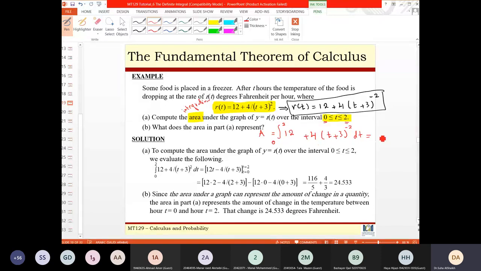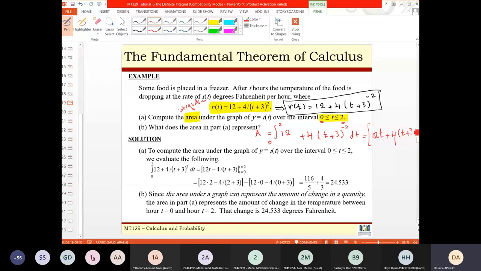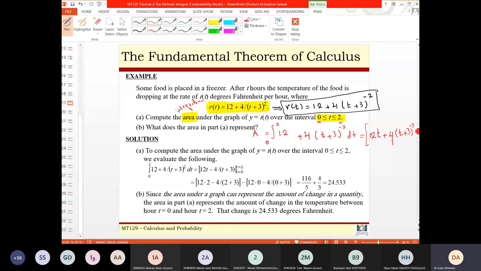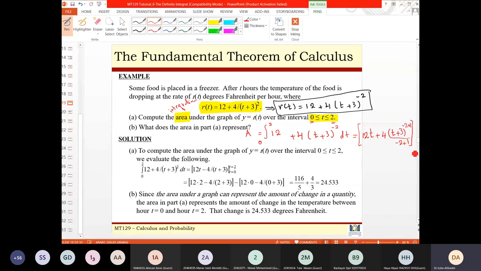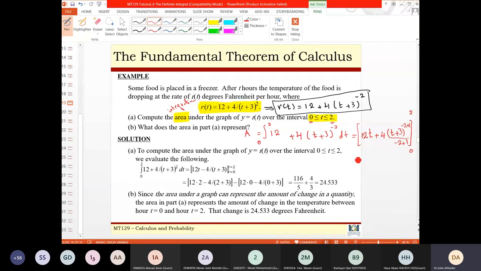What's the integration of a 12 now? What's the integration of a 12? It's a 12t. I'm talking about t here. Plus, I have the 4. What's the integration of القوس to the power minus 2? It is t plus 3 to the power minus 2 plus 1 على minus 2 plus 1. Correct? And the integration طبعا is from 0 إلى 2.